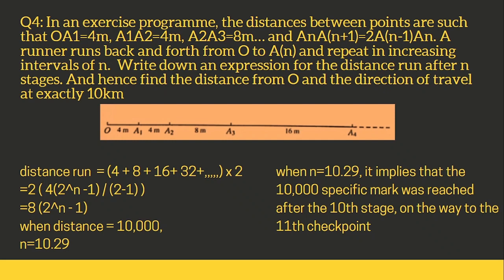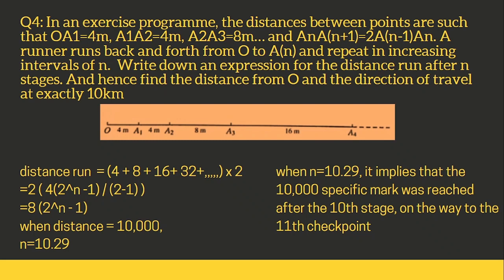So the distance run will be 4 plus 8 plus 16 plus so on, times 2 because you're going back and forth. So we try and convert this into a formula, and you realize that this equals 2 times 4 times (2^n minus 1) over (2 minus 1), where our initial term a is 4, and our common ratio is 2. Simplify that, you get 8 times (2^n minus 1).